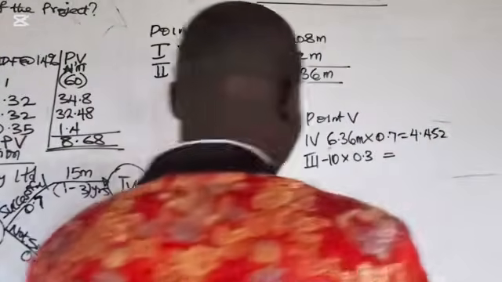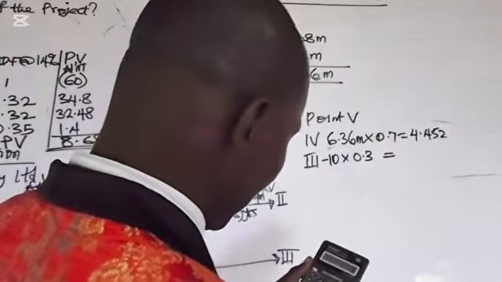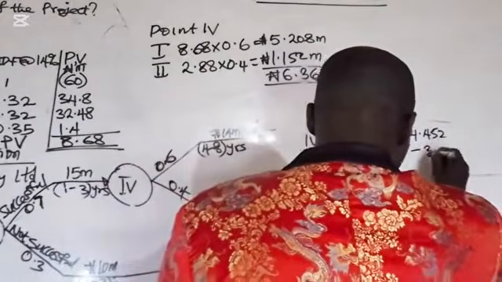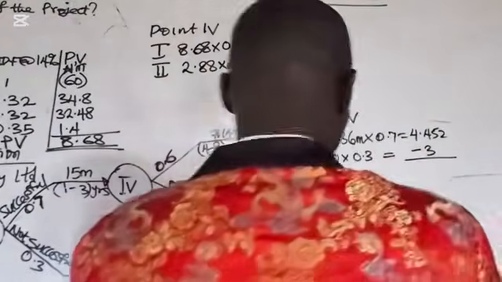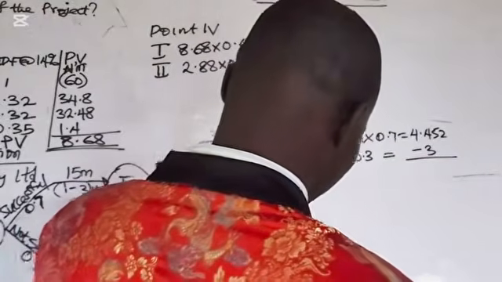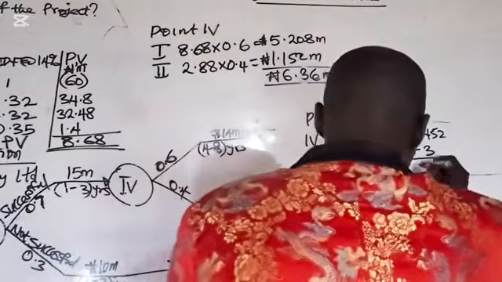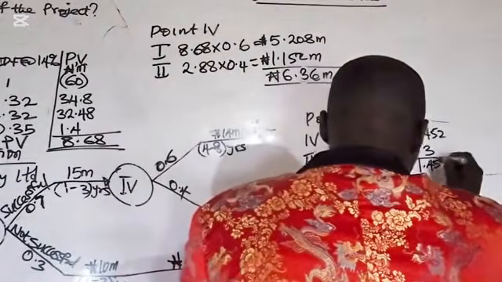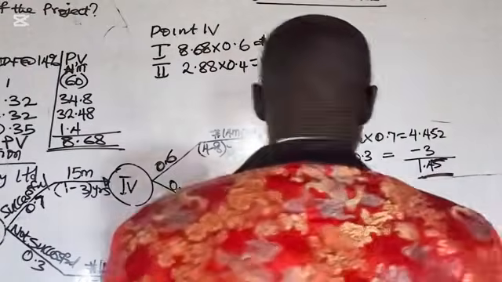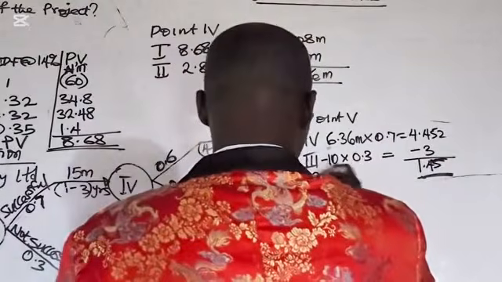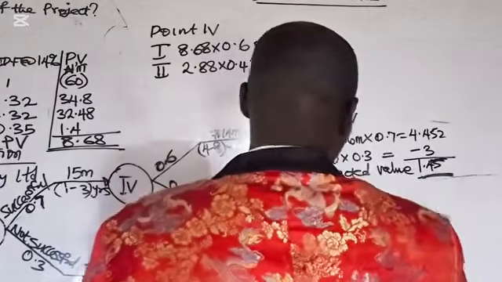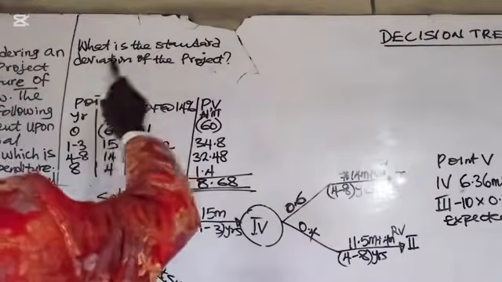4.452. Then minus 10 times 0.3, that gives us minus 3. So if you subtract that from 4.452, that is approximately equal to 1.45. That is the expected value. So we've obtained the expected value to be 1.45. What is the standard deviation of the project?